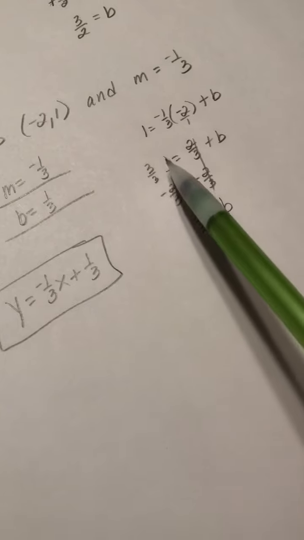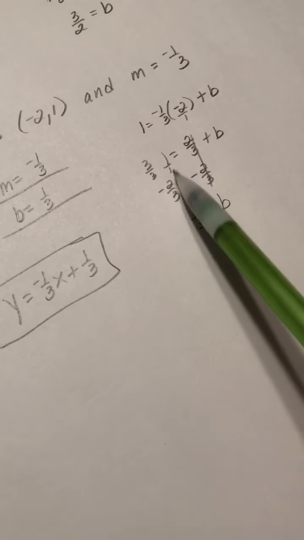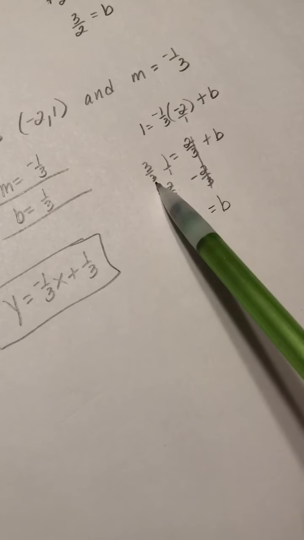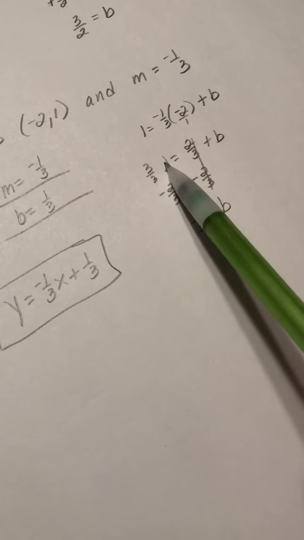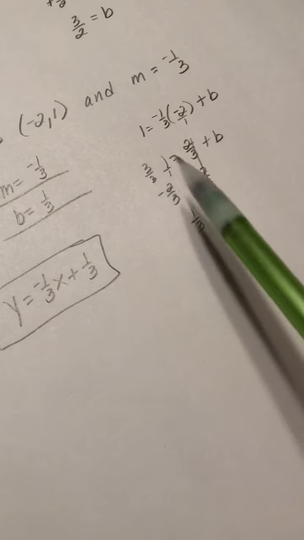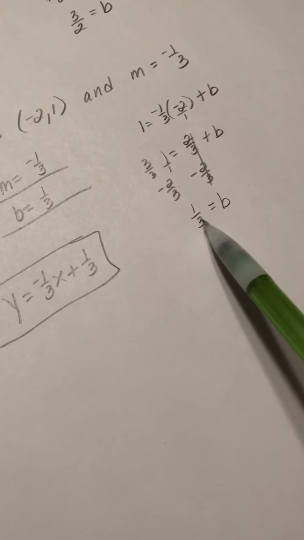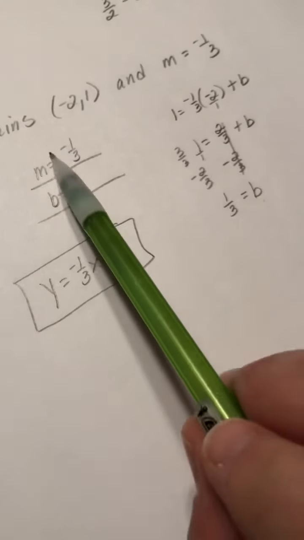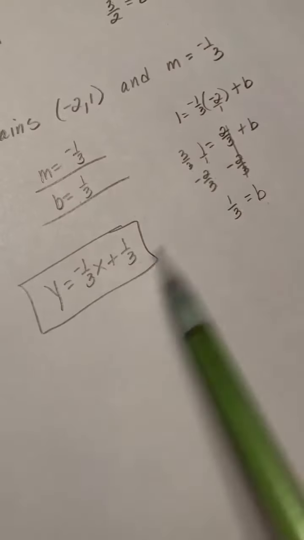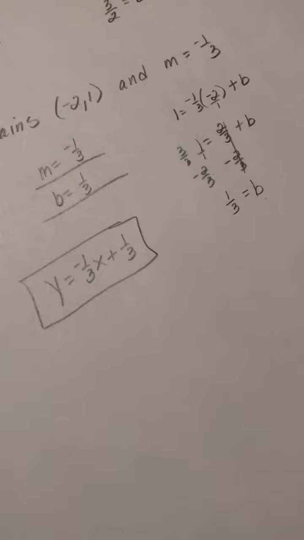Subtract 2/3. Again, 1 minus 2/3, I need a common denominator, which I use 3. To get from 1 to 3, I multiply by 3, so I multiply the top by the same. And then 3/3 minus 2/3 is 1/3. And I plugged that in here. Once I have both blanks filled in, I can write out my answer, okay?